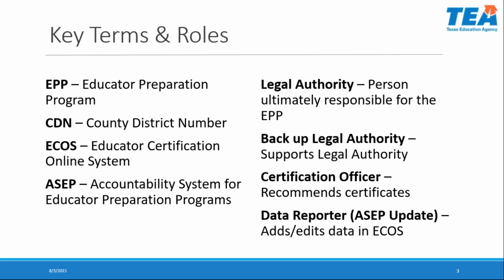Let's review some relevant terms that I'll be referencing in the presentation today. First, as we all know, EPP is the Educator Preparation Program, which you are here representing today. The CDN is the unique 6-digit county district number that is assigned to each EPP. Every program the EPP offers is under the same CDN.